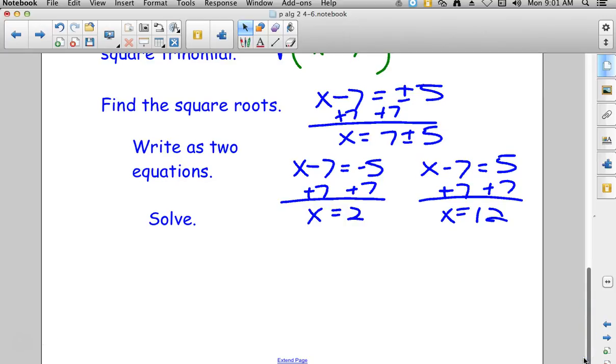So, how do you feel so far? 4, 3, 2, 1, 0 on solving by completing the square? Going okay? All right, so far so good.